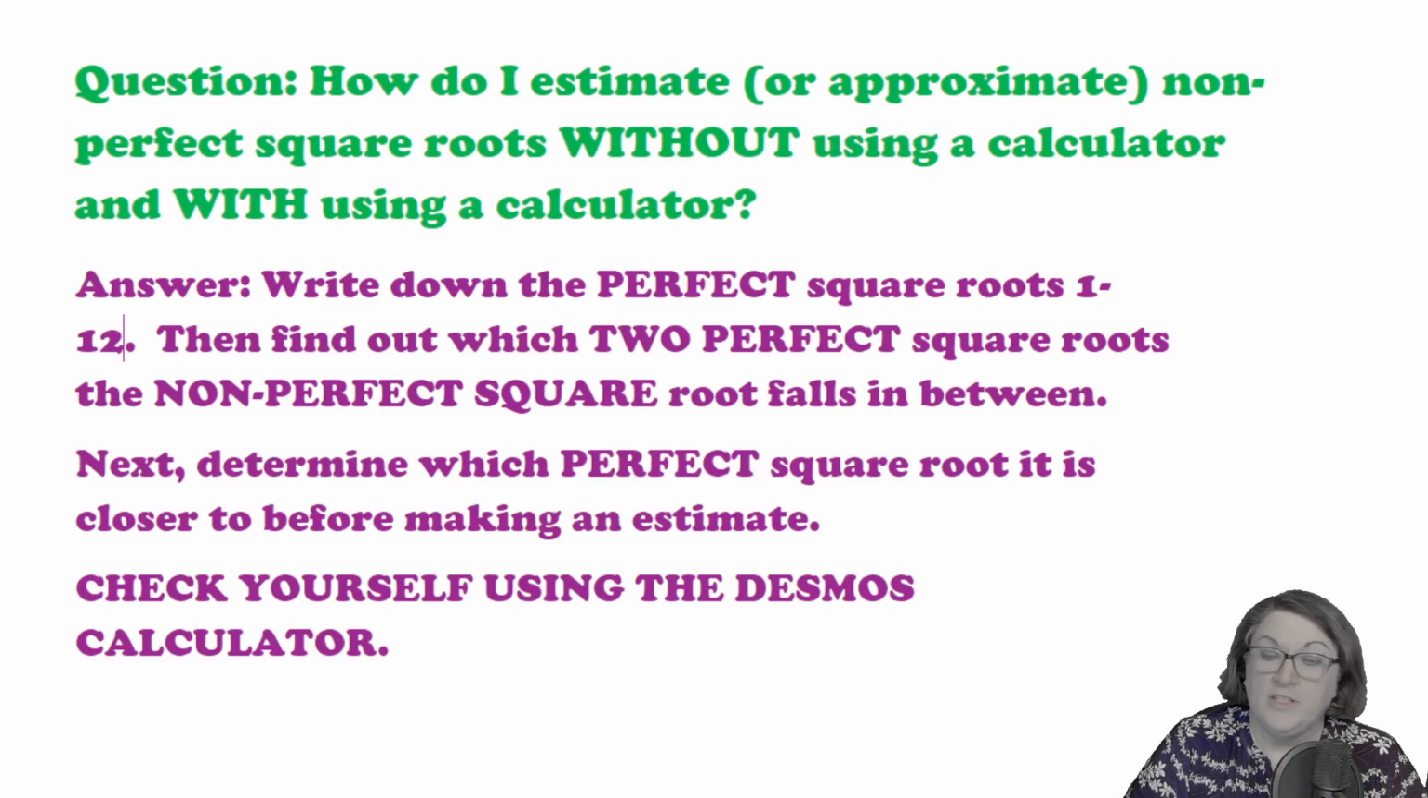So write down your perfect squares and then find out which two perfect squares the non-perfect square root falls in between. Then next, we would determine which perfect square it is closer to before making the estimate. And then, of course, we would check ourselves using the calculator at the end. So I know that's a lot, so I'm just going to explain it by showing it.